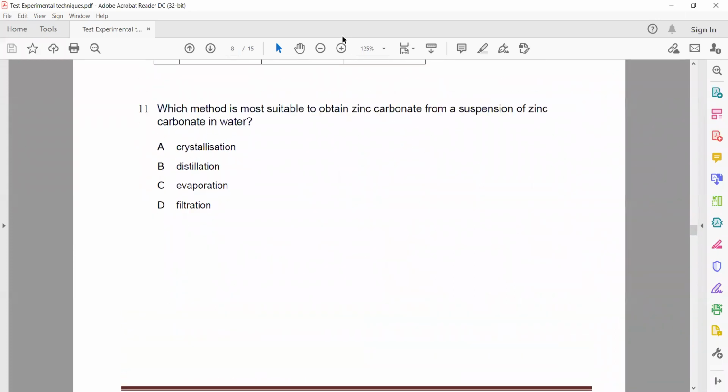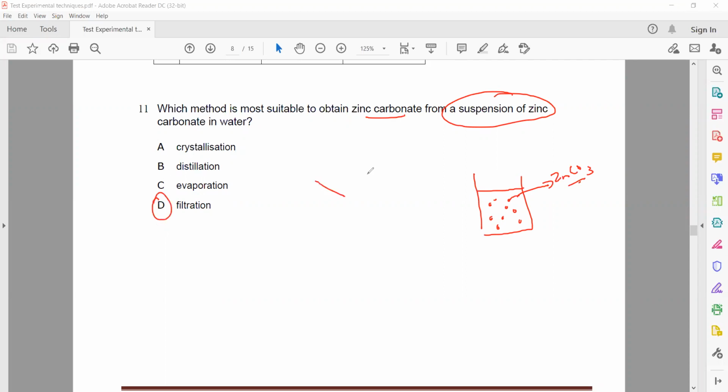Which method is the most suitable to obtain zinc carbonate from a suspension? Suspension means insoluble solid particles are there. So if we want to remove these particles of zinc carbonate, which technique can we use? We can use filtration. So when we use filtration, the zinc carbonate, the solid, will be left, and through the filter funnel, water will pass through.